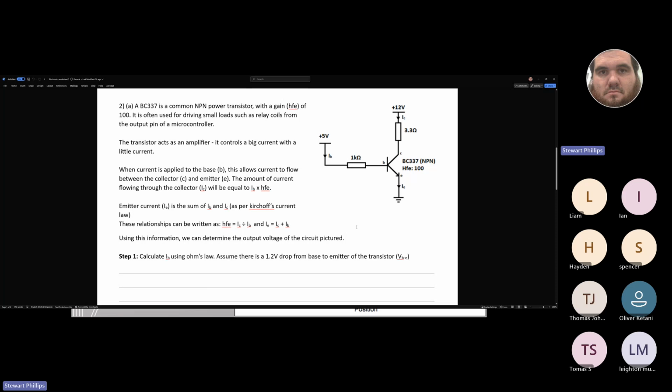So if we have a volt drop between the base and emitter of the transistor, here, if we have a 1.2 volt drop, that means we have 3.8 volts left for this circuit. So given we have a 1 kilo ohm resistor, how much current is going to flow in IB?